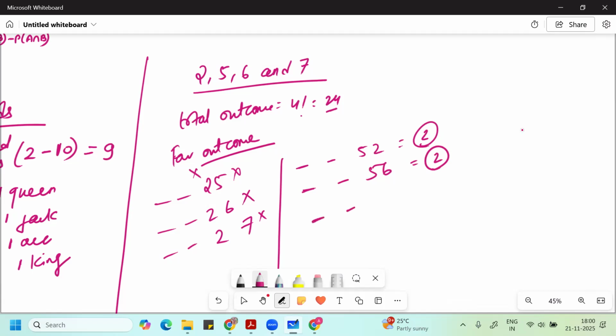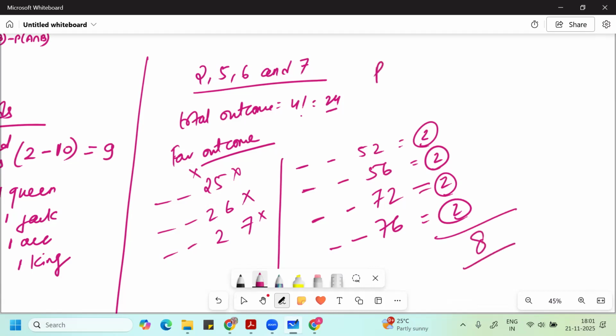Then 5 2, 5 6, 5 7: 57 can't be because of odd number. Then 6: 62 is not divisible, 65 not divisible, 67 not divisible. 72 is divisible, so again two numbers you can create. 75 is not divisible. 76 would be divisible. So total how many favorable outcomes?